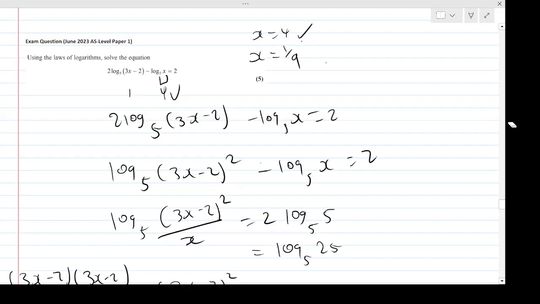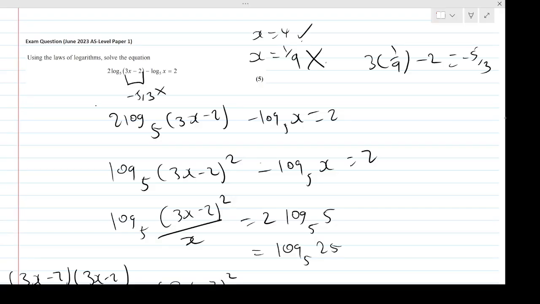The other solution was a ninth. Okay. So if I input a ninth into 3x minus 2. So if I do 3 lots of a ninth, so I'll do it here actually, 3 lots of a ninth, take away 2. In my calculator, I get minus 5/3. Oh, that's a negative. That'll give me a negative log. That cannot happen. Cannot be a root then.